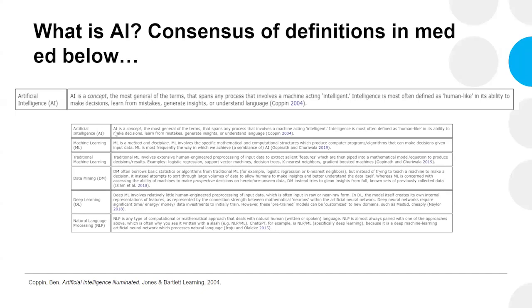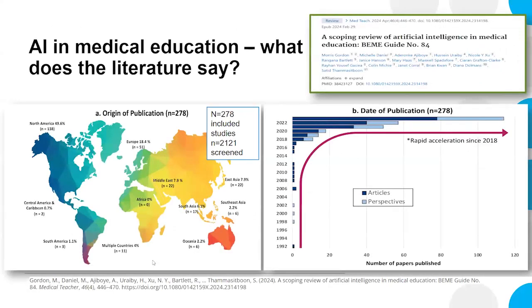And within that, there's lots and lots of sub-definitions, such as machine learning, traditional machine learning, etc. And within medical education, when AI in med-ed papers mention it, there are different definitions in different papers at the moment. The real pivotal paper that we found was the Scoping Review and the BME Guide by Maurice Gordon and his team.